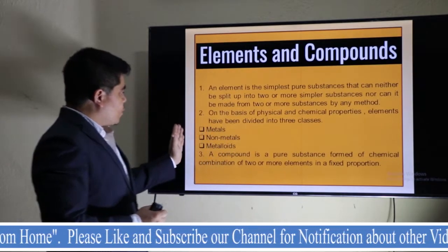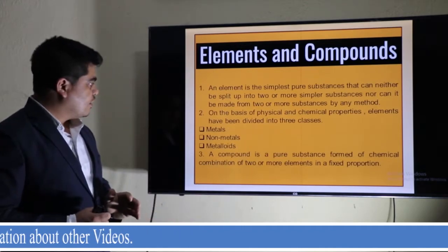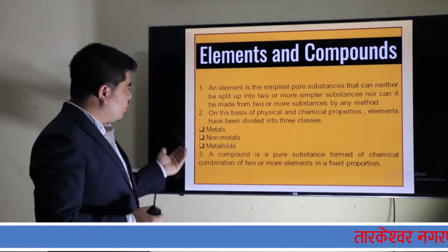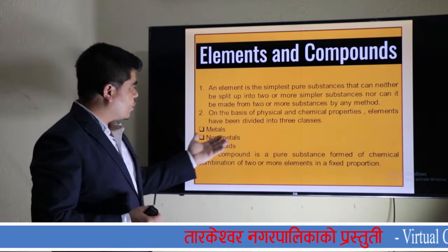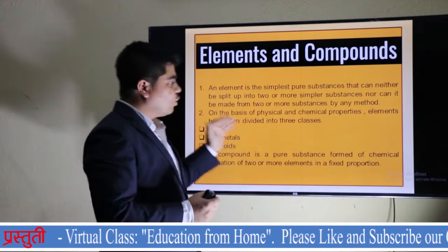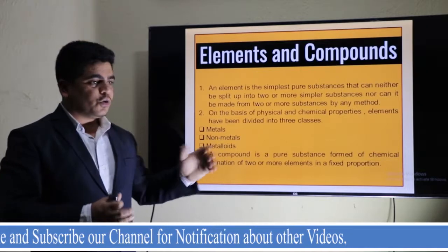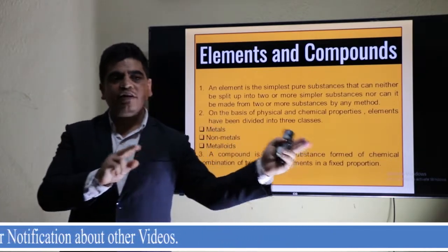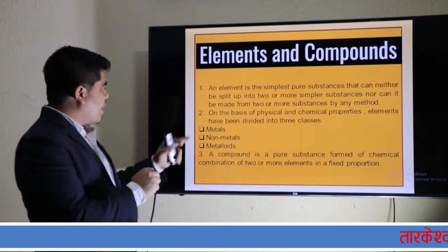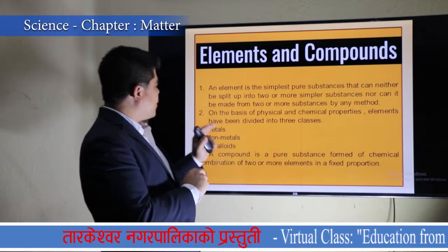Carbon is an example of a non-metal. Non-metals are bad conductors of electricity, and they may exist in different states: liquid, gas or solid. Talking about metalloids, they have both the properties of metals and non-metals.